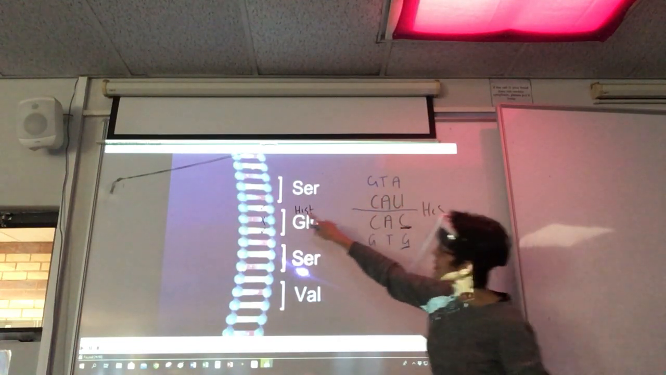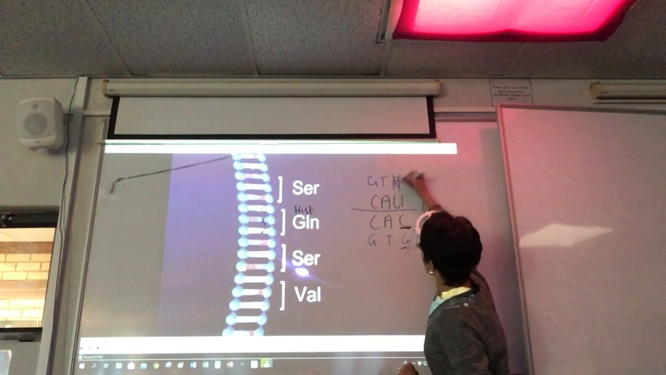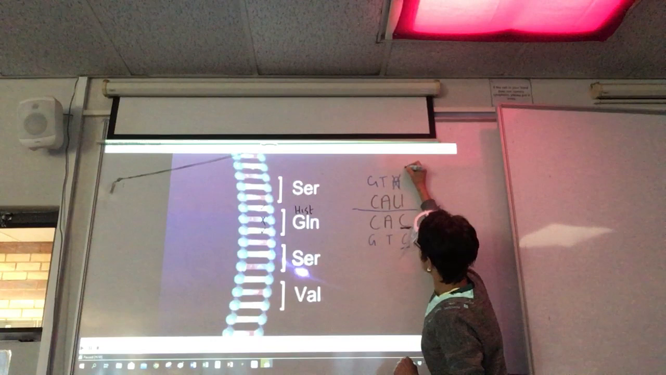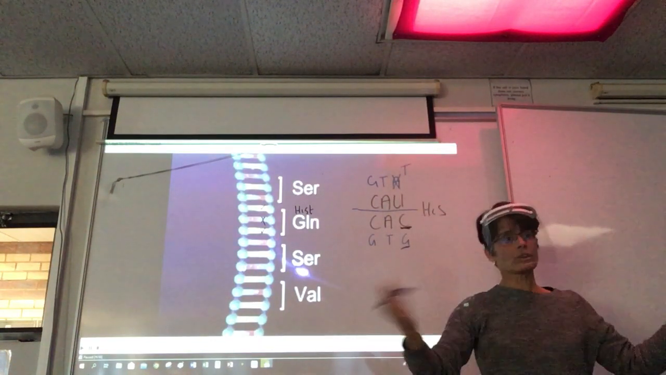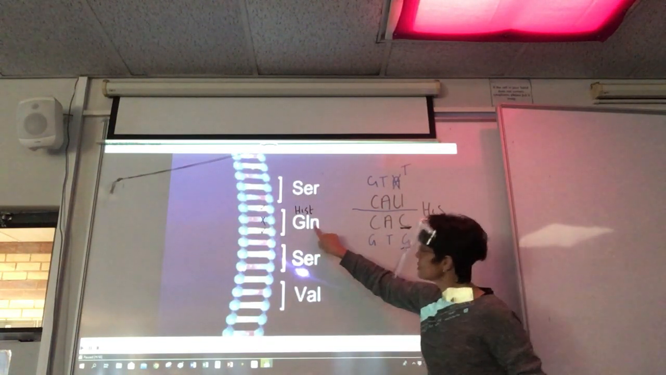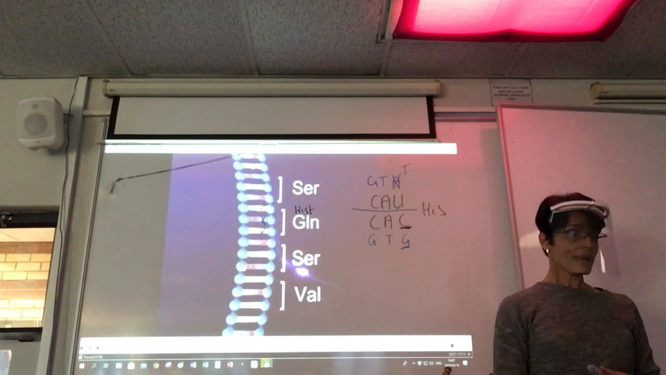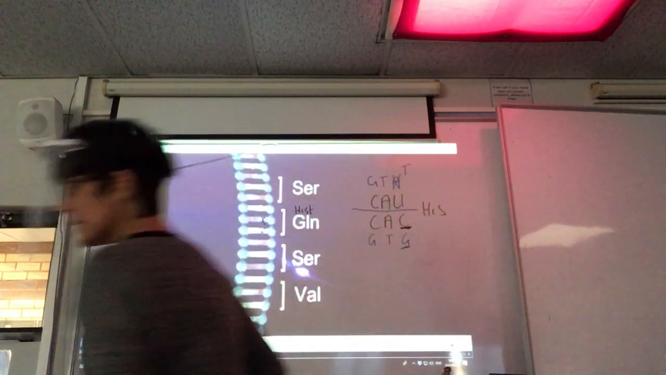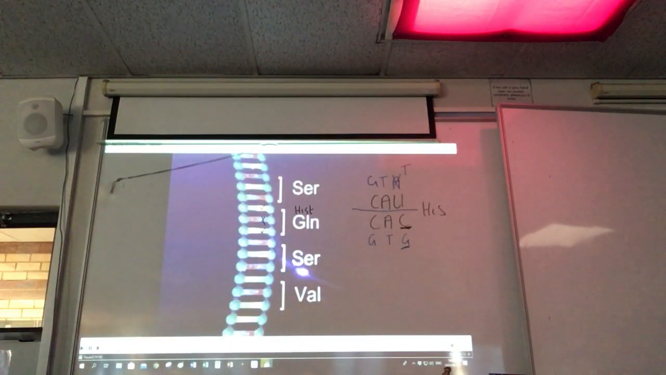But what they're showing here is that the wrong nucleic acid was brought in. So now it codes for a different amino acid, glutamine, not histidine. Okay, we got that. Let's just see what else they do, maybe at the end.